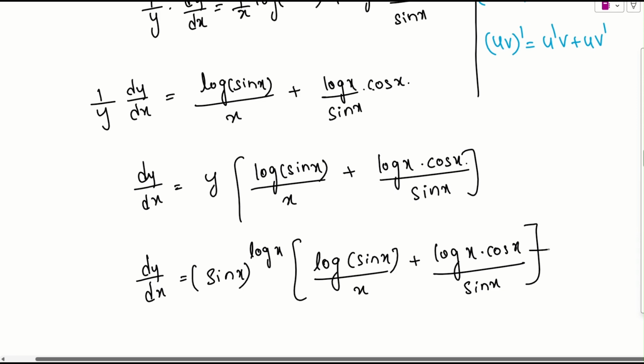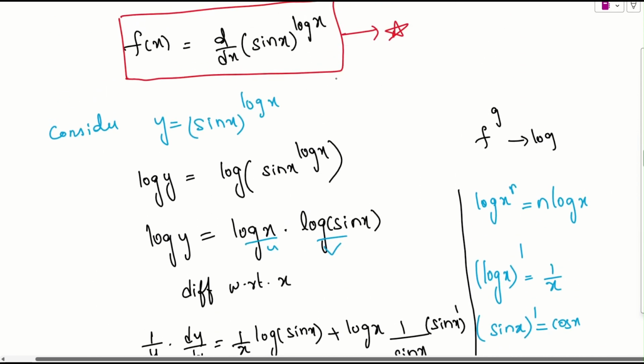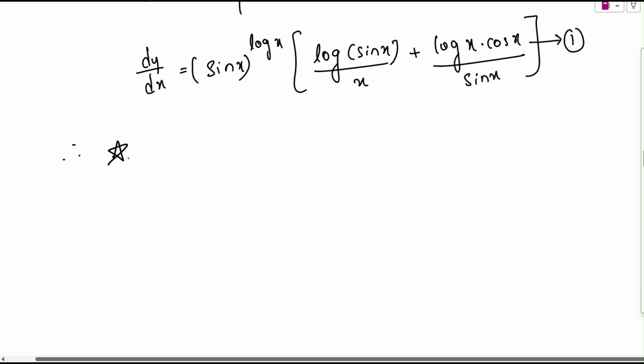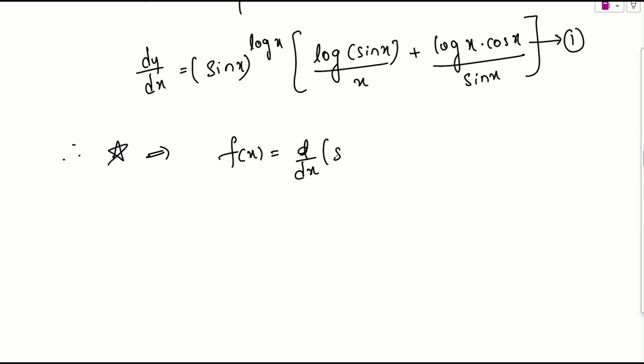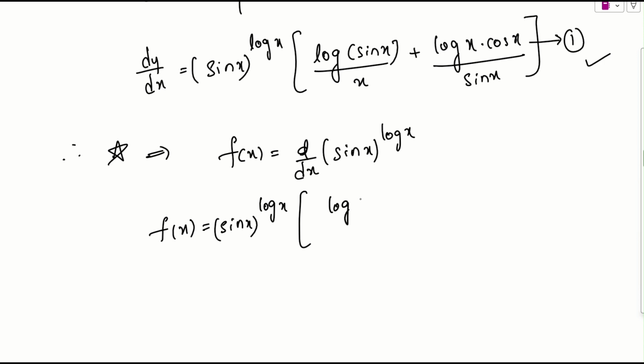So let us take this as equation number 1. So from the star we need to find what? Therefore star implies we have f of x is nothing but, we need to find d by dx of sin x raised to the power log x. This is what we need to find, means its derivative. What I got: f of x is nothing but, let me substitute from equation 1, sin x raised to the power log x times log of sin x by x plus log x into cos x by sin x. Agree.